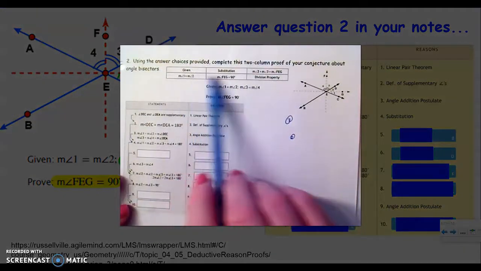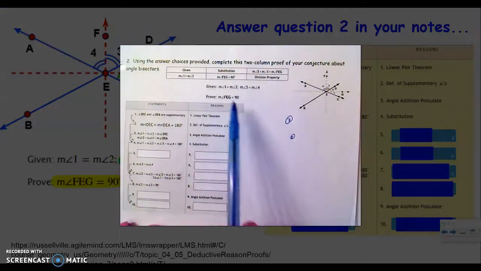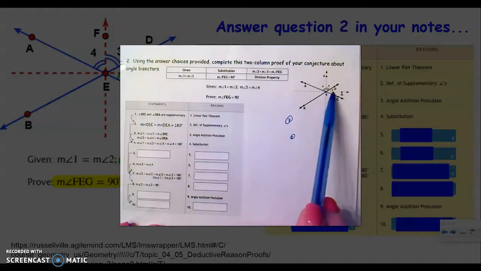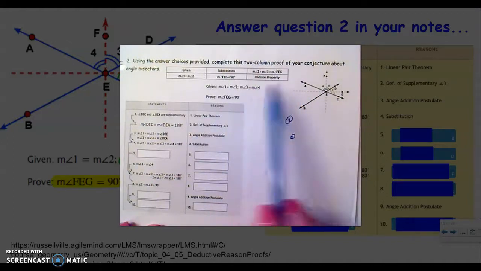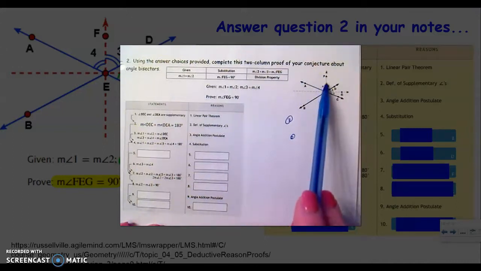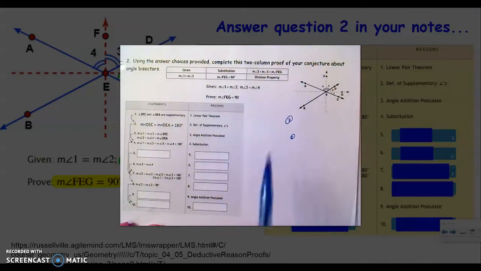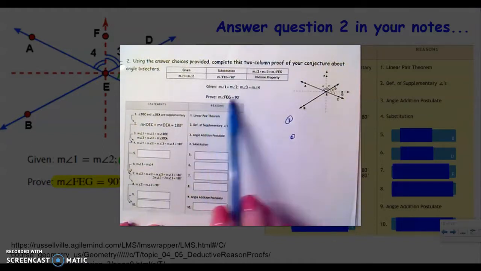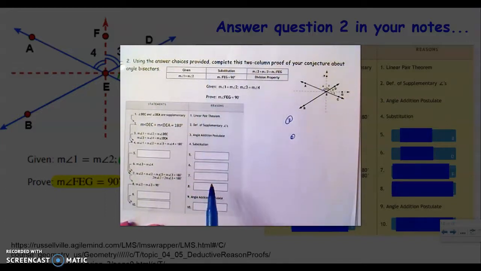But we're using these answer choices. We are given that angle 1 and 2 have equal measures, and that's because, remember, that fold was an angle bisector. And we're given 3 and 4 are equal measures, and again, it's because that dotted line was that fold of the angle bisector. We're trying to prove that the measure of angle FEG is a 90-degree angle. That was our conjecture that we made.